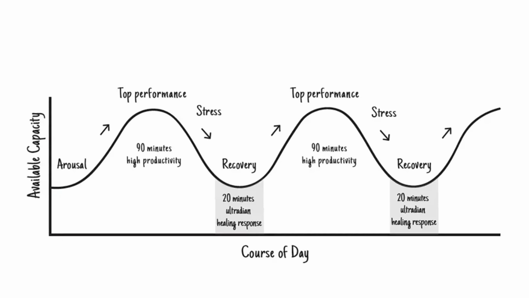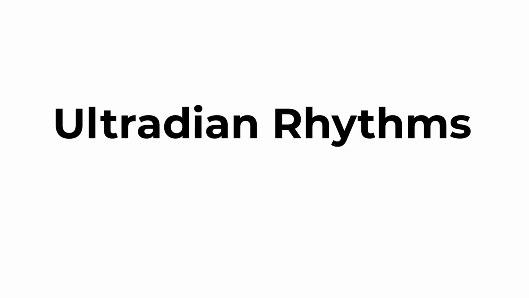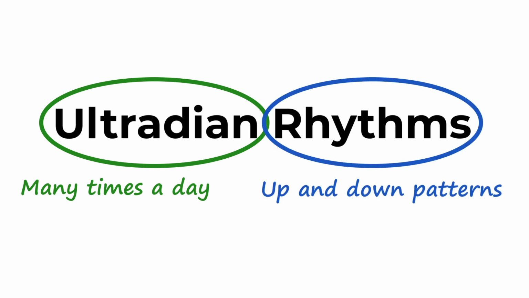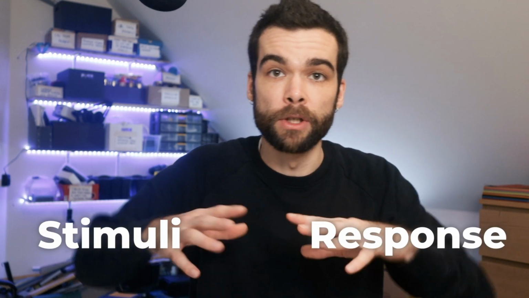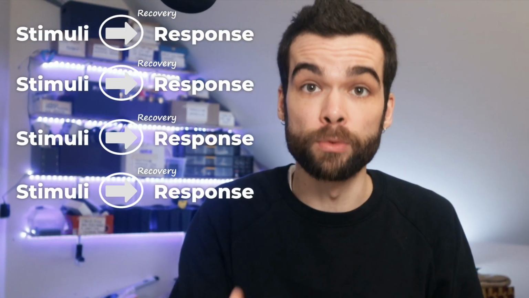We live in a time where it's very challenging to be in sync with our natural cycles. This is what an ultradian performance rhythm looks like, and this thing repeats through the whole day and night throughout our life. Ultradian means many times a day, and rhythms refer to the regular up and down wave patterns these cycles follow. One of the core principles of ultradian rhythms is that they're based on stimuli and response, with a recovery period in between. This implies one stimulus at a time for one response at a time.